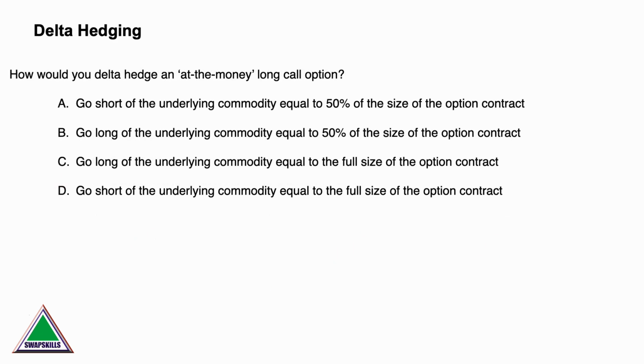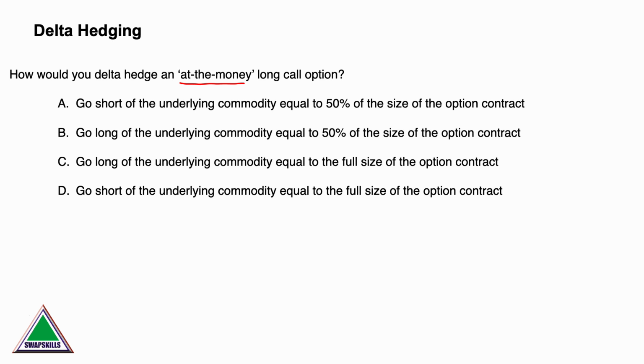Delta hedging. How would you delta hedge an at the money long call option? Now we've already said if an option is at the money, that's a 50 delta option, 0.5. And if it's a long call option, it's plus 0.5. So what are we going to do here?